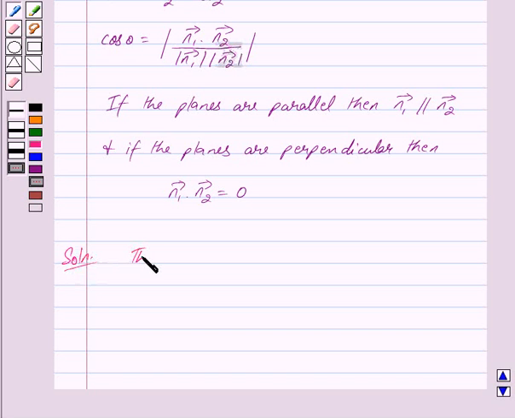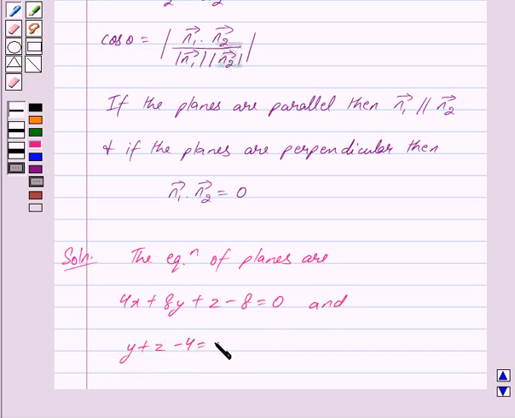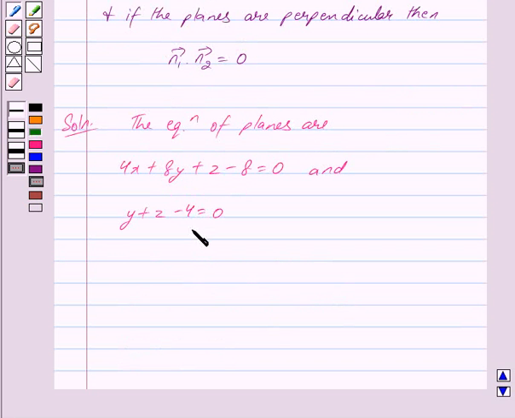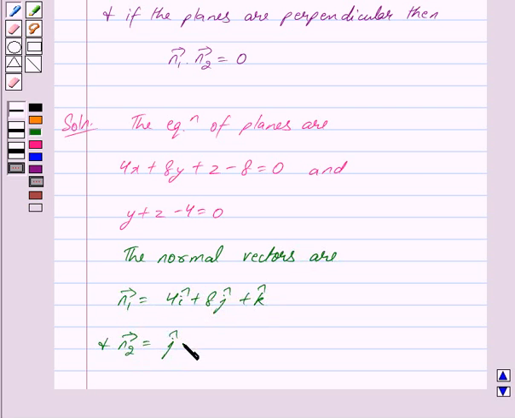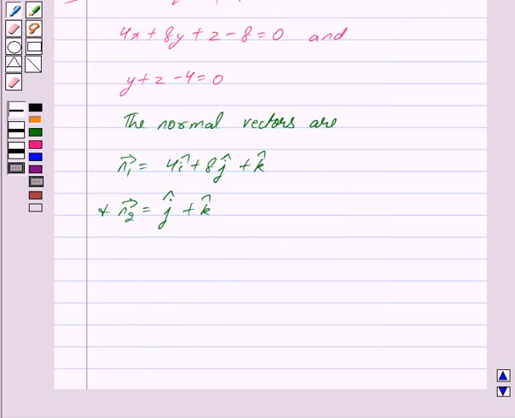Now we are given the equations of the planes as 4x + 8y + z - 8 = 0 and y + z - 4 = 0. From the equations of the planes we get the normal vectors as vector n1 = 4i + 8j + k and vector n2 = j + k.